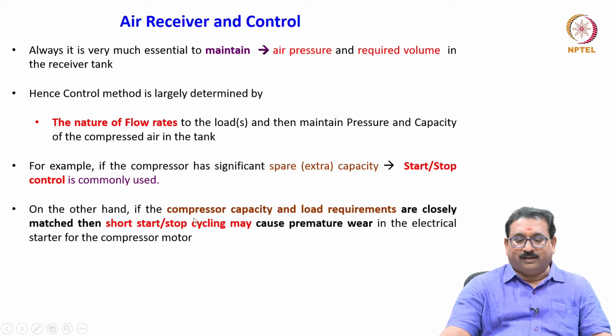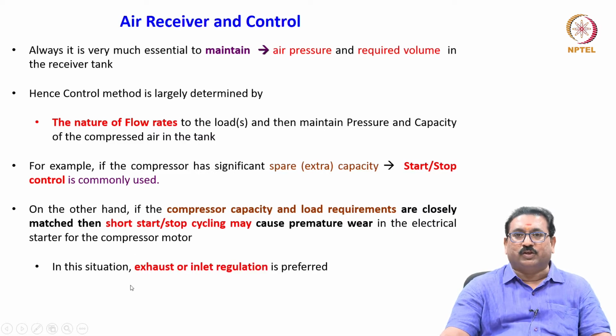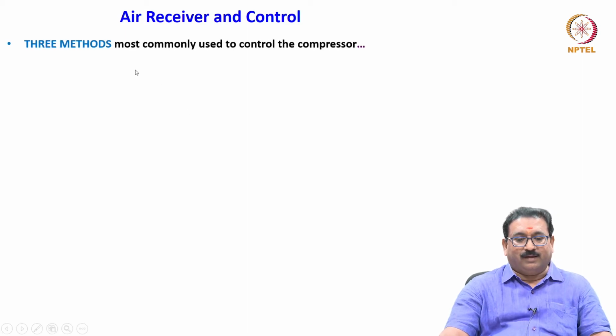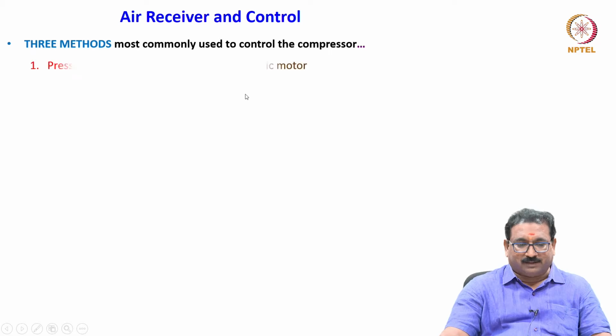On the other hand, if the compressor capacity and load requirements are closely matched, then start-stop cycling may cause premature wear in the electrical starter for the compressor control. In this situation, what will we do? Exhaust or inlet regulation is preferred once it is charged completely. Three methods are most commonly used to control the compressor.